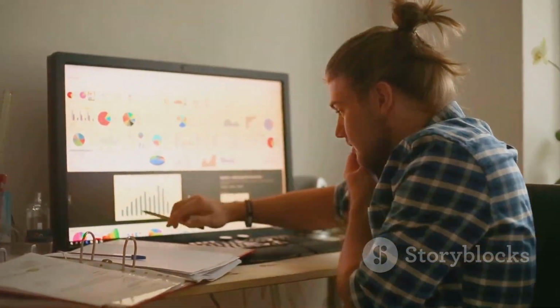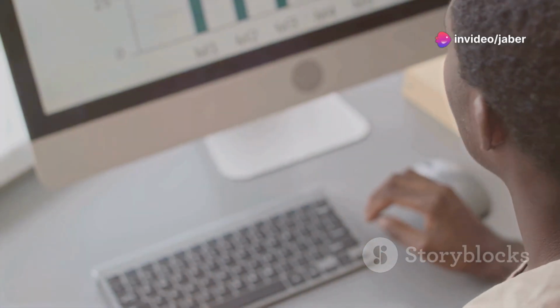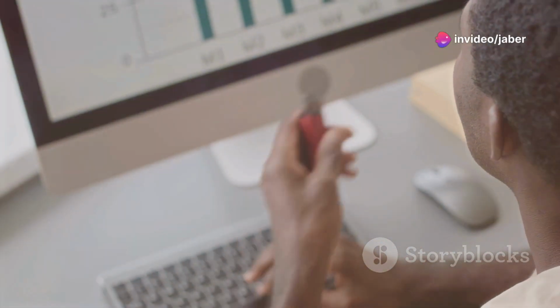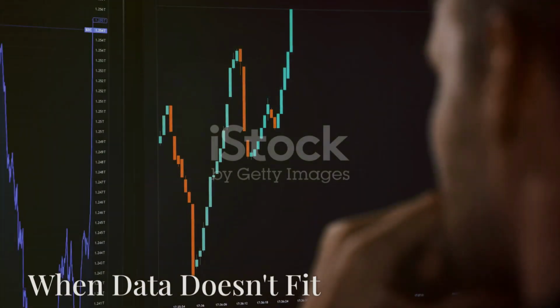Whether in academic research, business analytics, or everyday problem solving, the normal distribution provides a foundational framework for understanding variability and central tendencies in data.